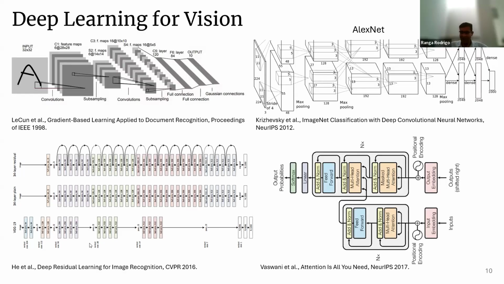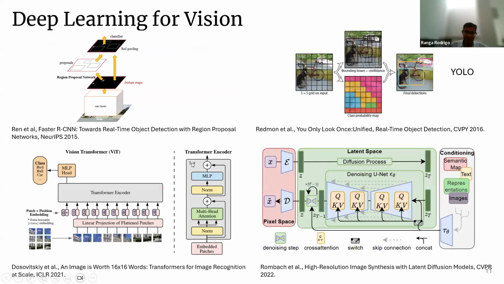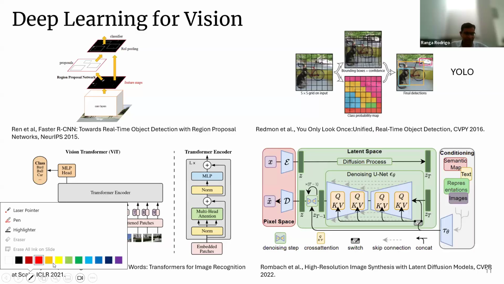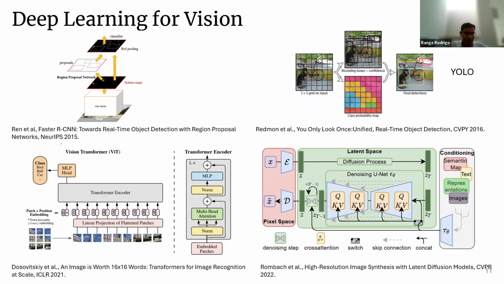Okay, then we can move forward. When you consider deep learning for vision, we want to briefly talk about Faster R-CNN, which is an object detector.